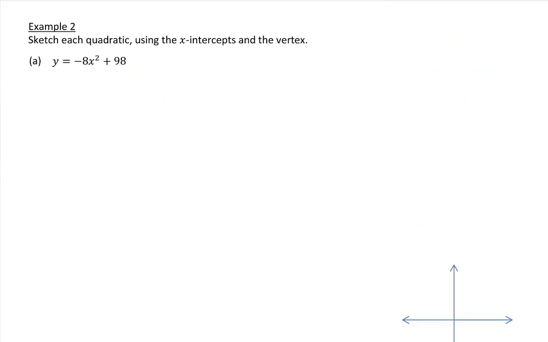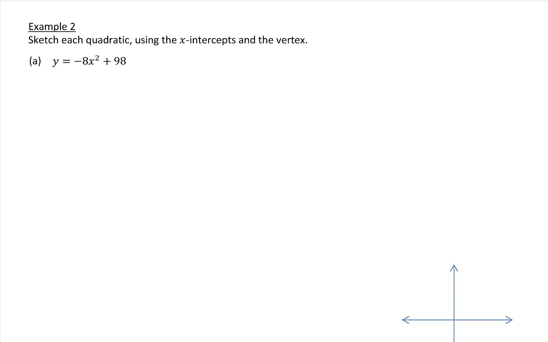In our next example, we're going to sketch each quadratic using the x-intercepts and the vertex. In our last unit, we would have used a table of values, and you would have had to be given the x values to graph your parabola. Now that we know how to factor, we can determine the zeros, the axis of symmetry, optimal value, and vertex for any quadratic that we can factor.